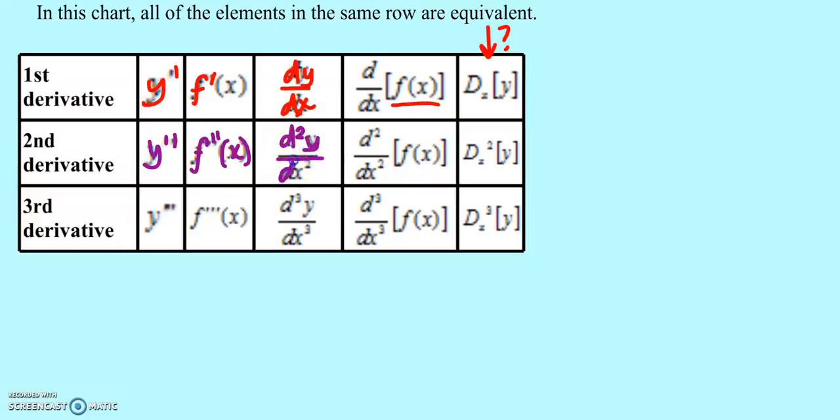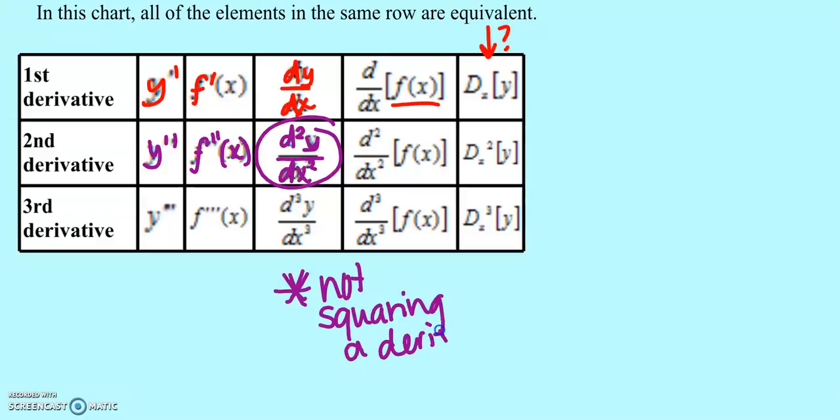It has to do with the way that we calculate the rates of change with respect to different variables. Please note, this is not squaring a derivative. That was a big problem in previous classes. Okay, this little 2 and this little 3 does not mean square or cube. It means take the second derivative or take the third derivative. So same thing here, we've got 3 primes, and a little 3, not cubing, but taking the derivative 3 times over.